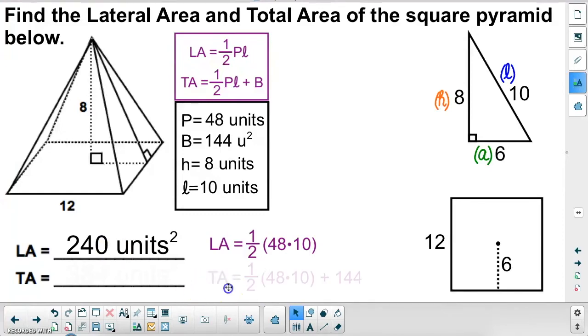Our total area is 1/2 48 times 10, that was our lateral area, and then plus big B. We only have one of the bases here. So 1/2 48 times 10 was our 240. 240 plus 144 is 384 square units.